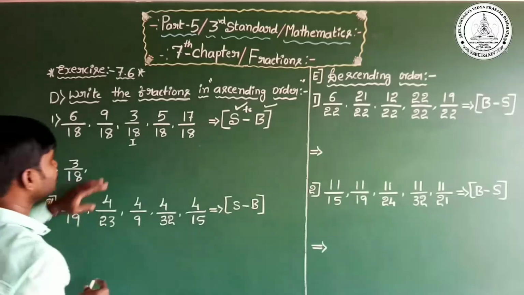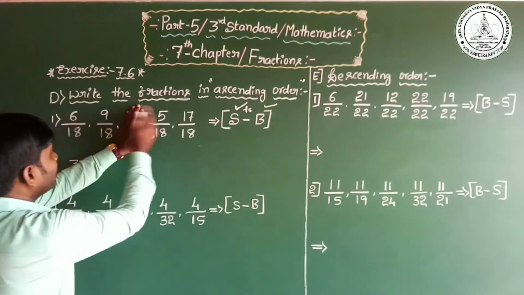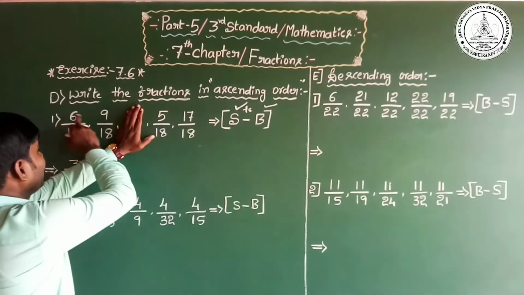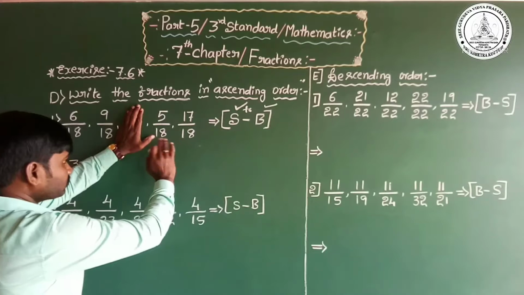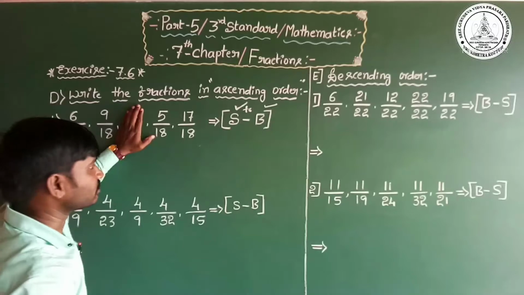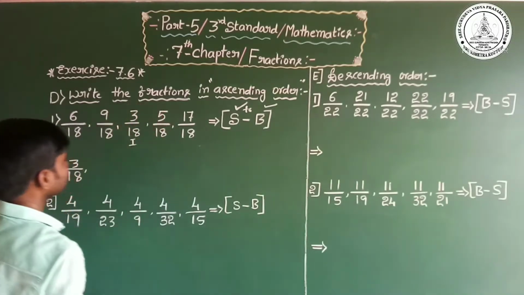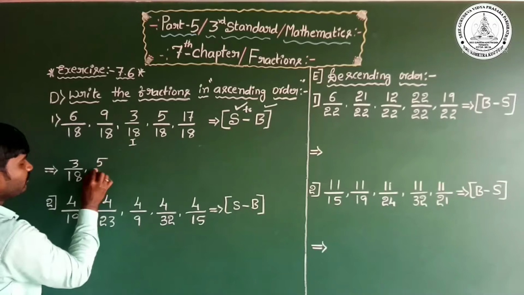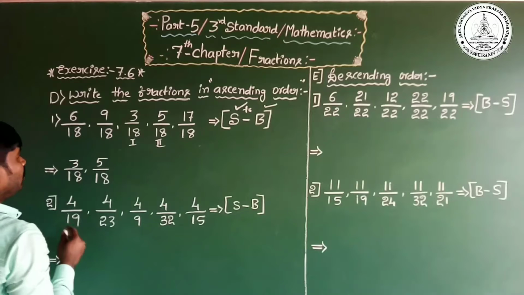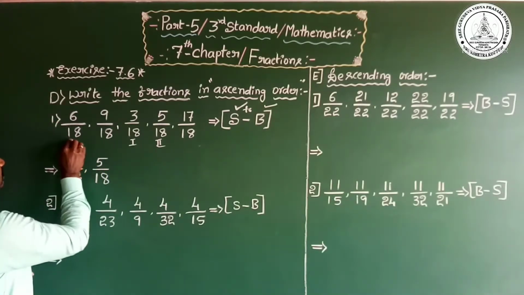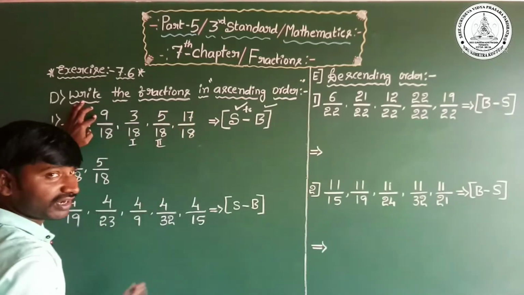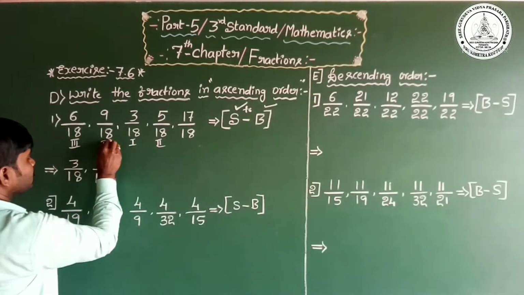Okay, dear student, the next, neglect this one and compare the other numerators. Which is smaller? Yes, 5 is smaller compared to 9, 6, 17. You don't think about denominators, you just think about numerators. Yes, 5 is the smallest. The next you write 5 by 18, this is the second. The next, 6 by 18, this you take third. The next, 9 and 17: compare them, 9 is smaller, this is fourth.